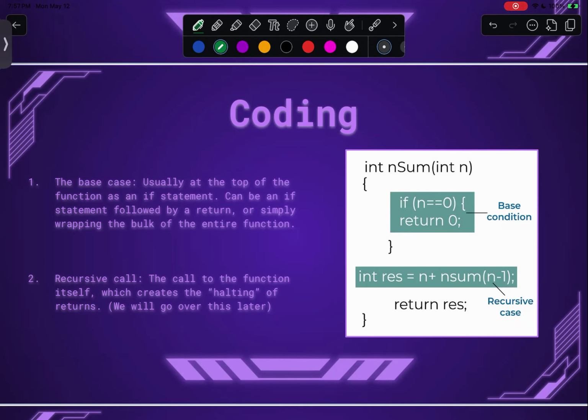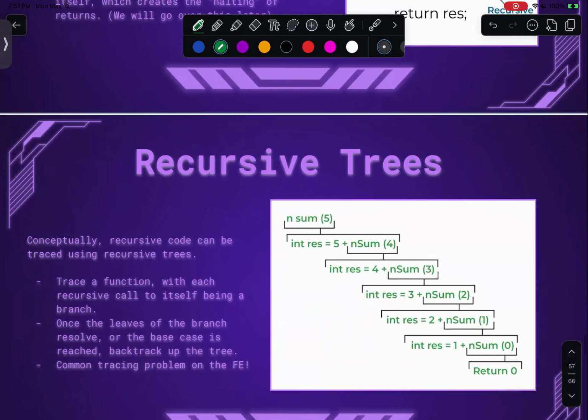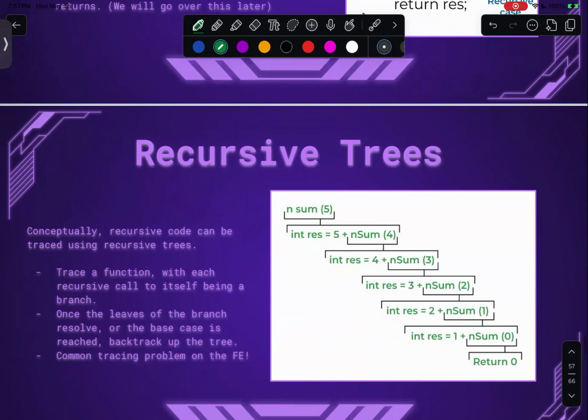I think your silence is a yes. Okay, cool. So conceptually, you can draw all of these calls out as what's called a recursive tree. Trace a function out with each recursive call to itself being a branch. Once you finish the recursive call at the end, you work your way back up to the top, which is a common tracing problem on the Foundation exam.